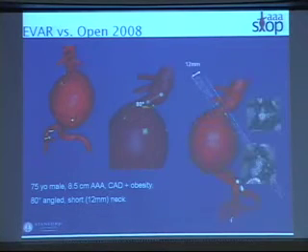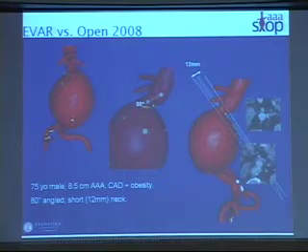Much more common for us now in our practice is this kind of thing. 75-year-old man, 8.5 centimeter aneurysm, morbidly obese with symptomatic coronary disease. You could argue what his life expectancy is going to be, but he has an aneurysm that has a size that would suggest a high rate of rupture within the next year. He has an 80-degree angled neck, 12 millimeters length.